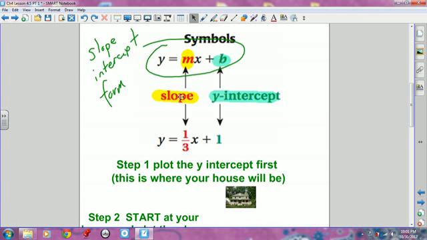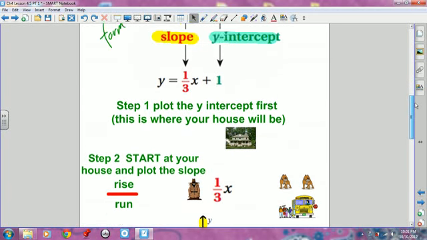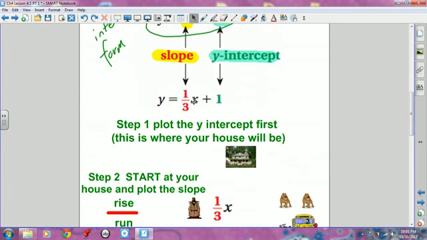Slope-intercept form. Pretty easy. Here's our equation: y equals 1/3 x plus 1. If you would, draw yourself a reminder that the slope is the fraction, the number that touches the variable x.